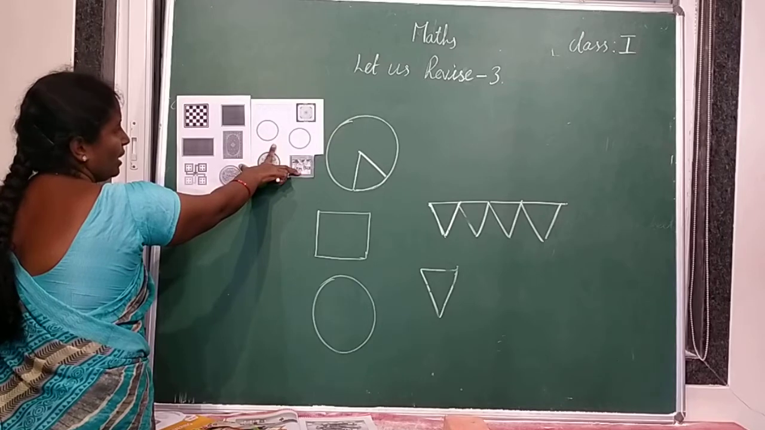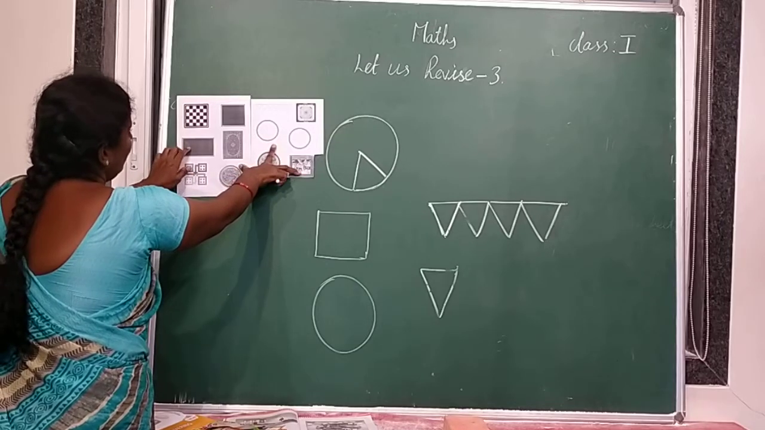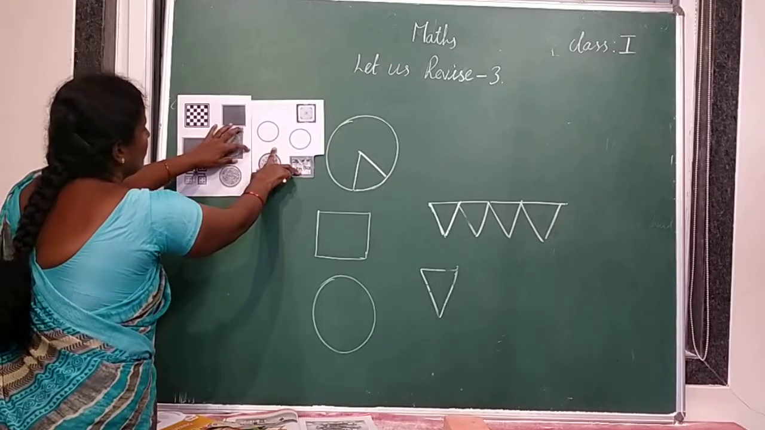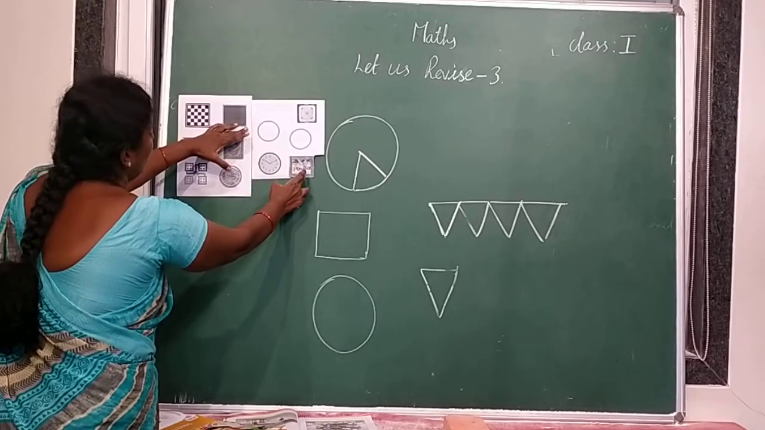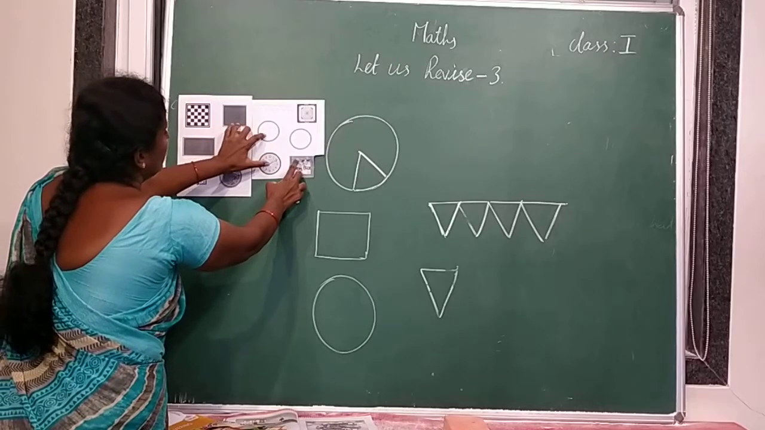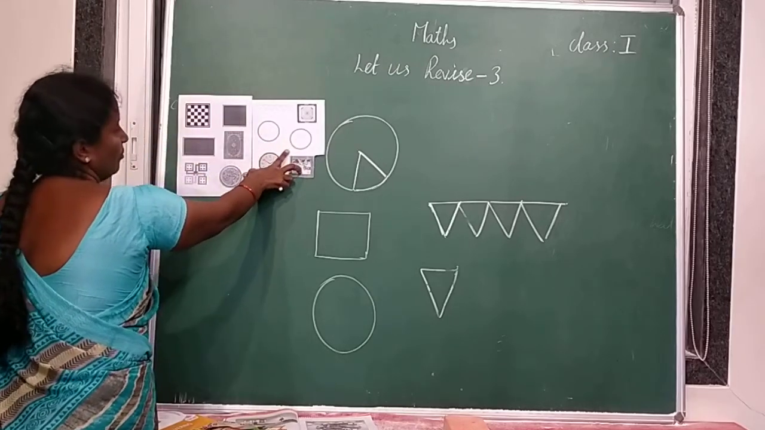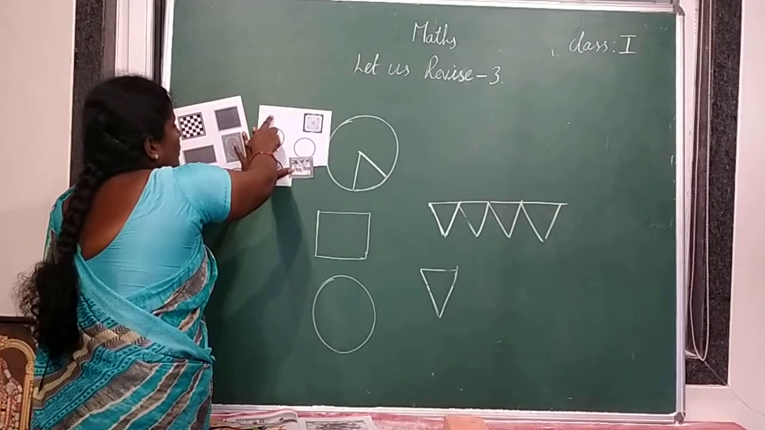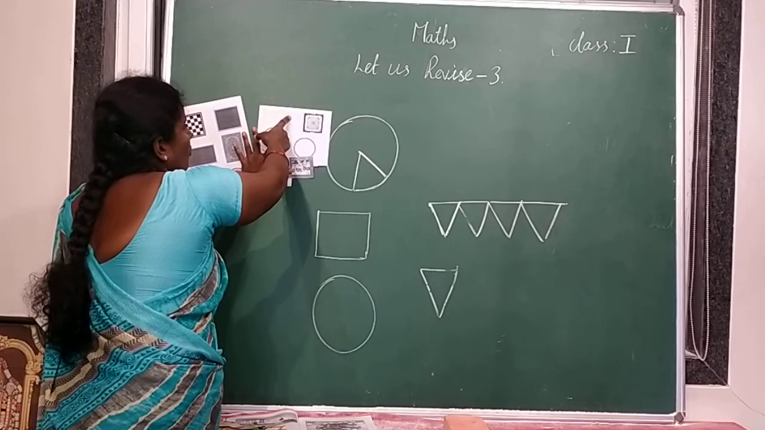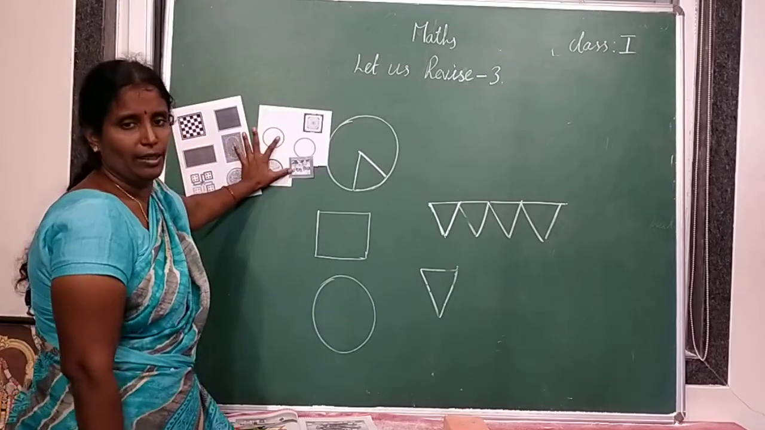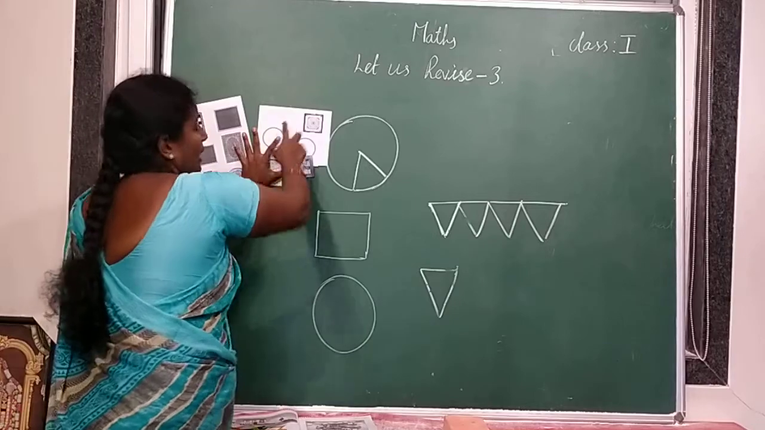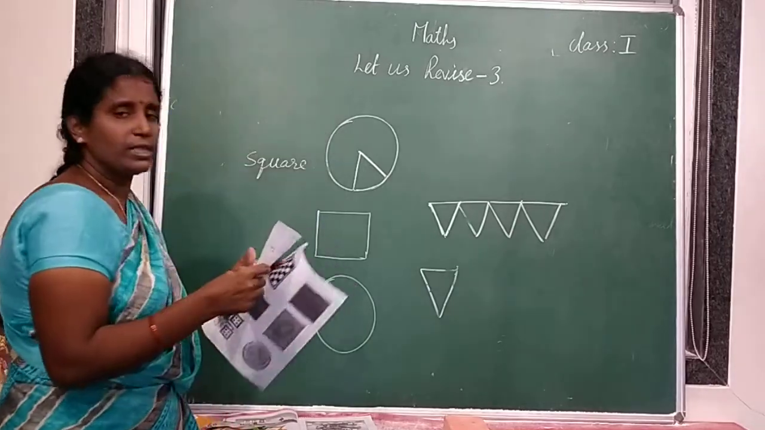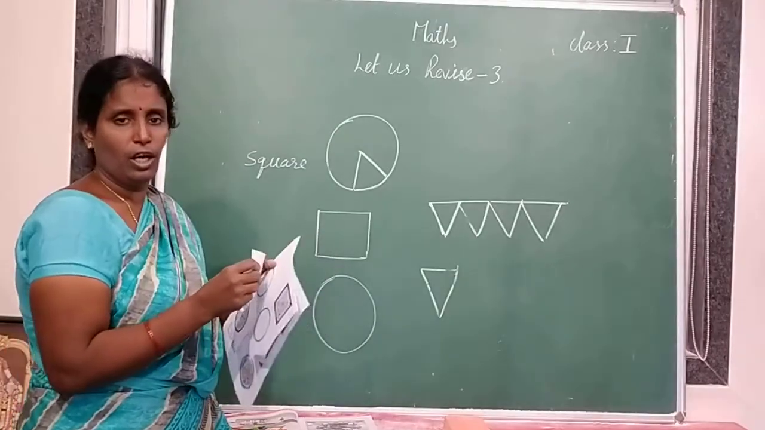Next, how many rectangles are there? 1, 2. Only 2 rectangles are there. Circles, how many circles are there? 1, 2, 3, 4 circles are there. How many triangles are there? 1, 2, 3, 4, 5, 6 triangles are there. Understood? 6 triangles are there. So from here you learn shapes and the number of shapes also.